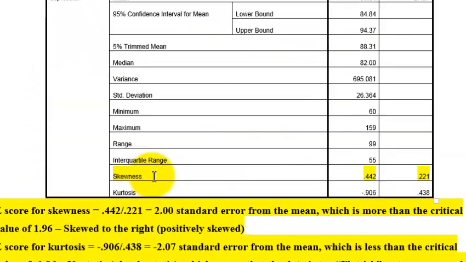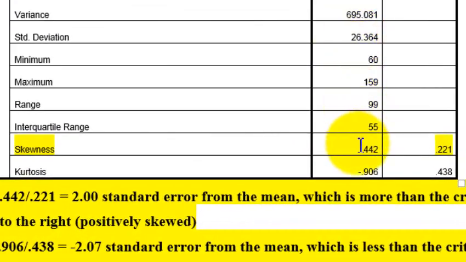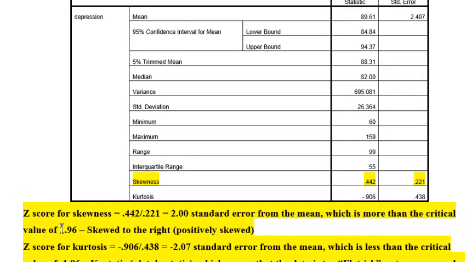What I'm looking at is the skewness here. If I take the skewness statistic divided by the standard error, I get 2, which is a little bit more than the critical value of 1.96. Remember that from the empirical rule? That's the cutoff for the right-hand side. So what this is telling me is that the data is skewed to the right.